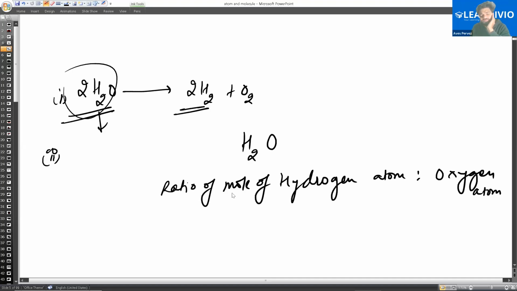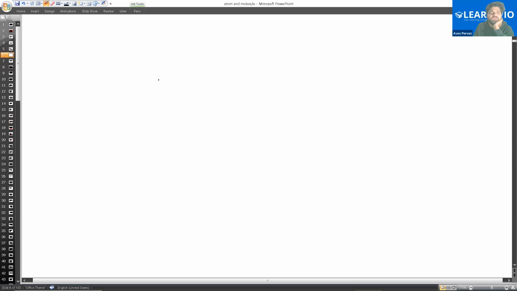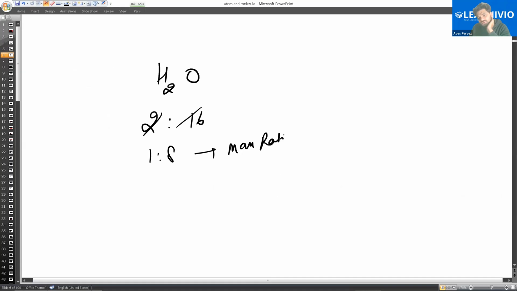So if we are talking about the ratio of hydrogen to oxygen atoms in water, that will be 2:1. This is the mole ratio of hydrogen atom to oxygen atom. But if I'm talking about the mass ratio, H2O, it will be 2 grams of hydrogen and 16 grams of oxygen. One hydrogen atom has mass 1, so the total mass of hydrogen is 2, and one oxygen atom is there. You cut it, you will get 1:8. So this is the mass ratio. The mass ratio might be changed.